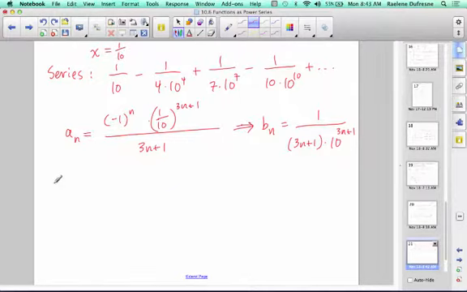And so the three conditions of the alternating series test require that Bn is always positive. We know that this is true because we have the alternating sign coming from -1 to the n. So I'm just going to write true. Signs alternate.